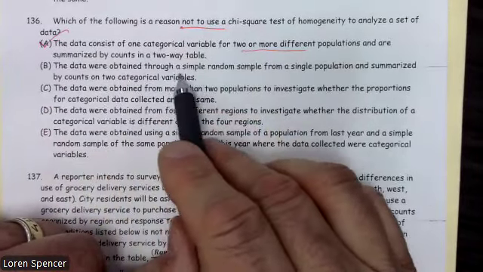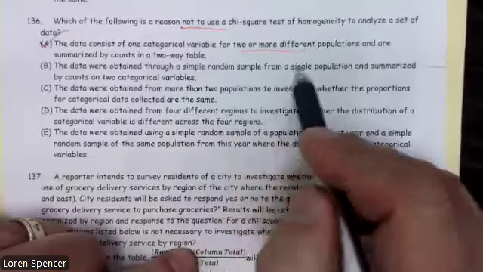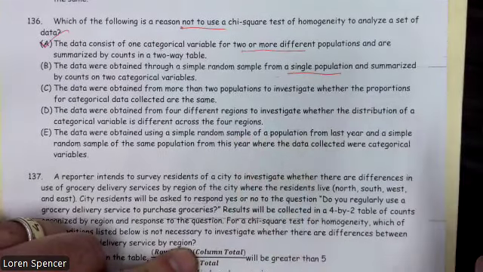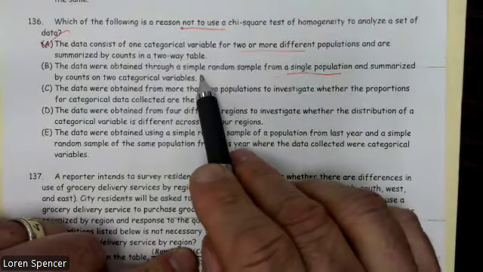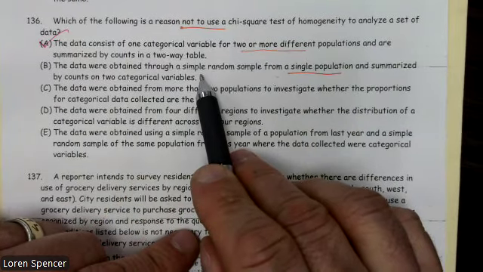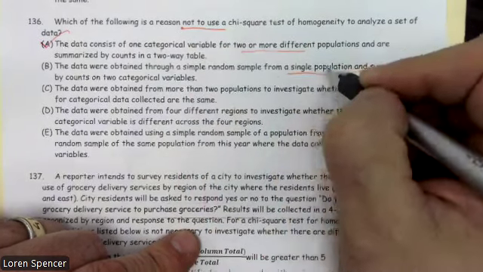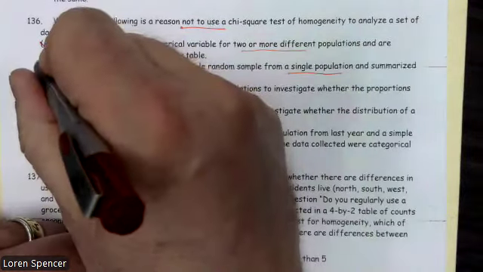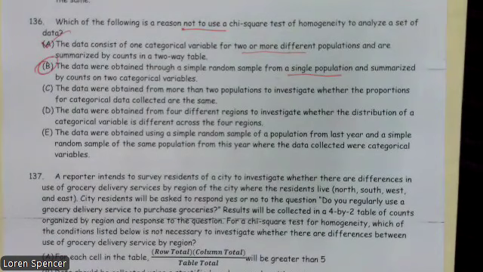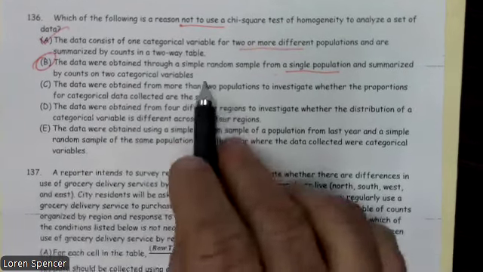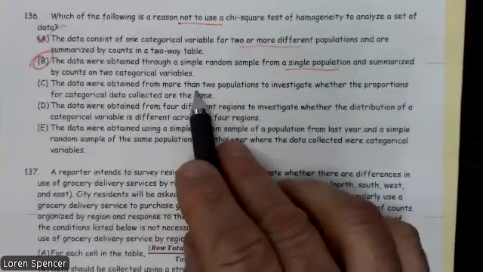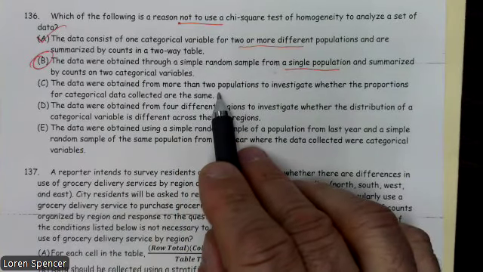The data were obtained through a simple random sample from a single population. Uh-oh. A simple random sample. One sample, not going to work. We have to have multiple samples, which indicates multiple populations. We need multiple populations because we have multiple samples. So our answer choice is B.